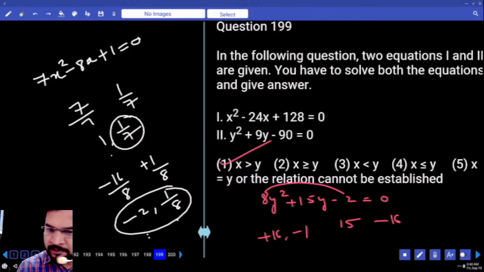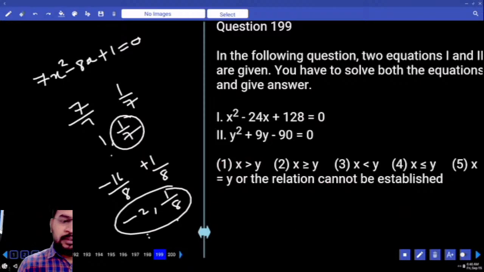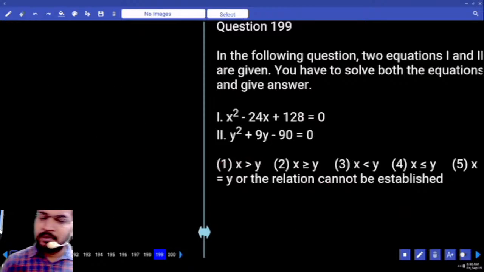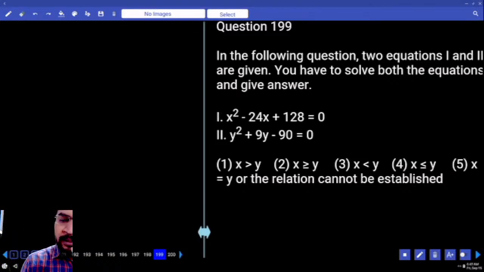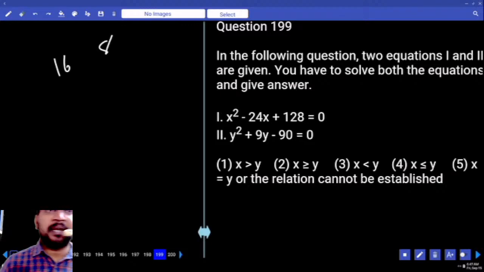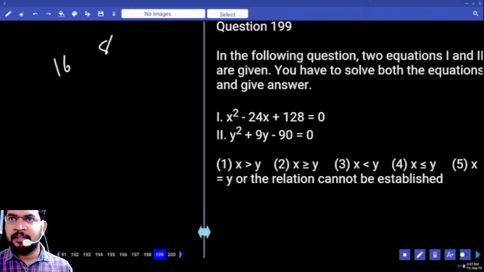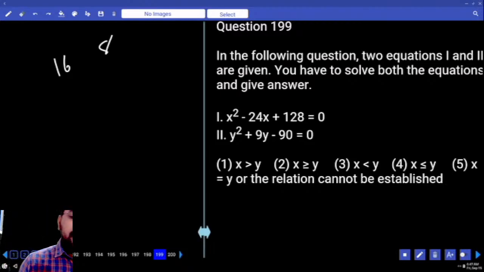Next. So tell me what are the possibilities here. 128. 24. 16. 8 minus 16 minus 8 comes outside. 16 8.